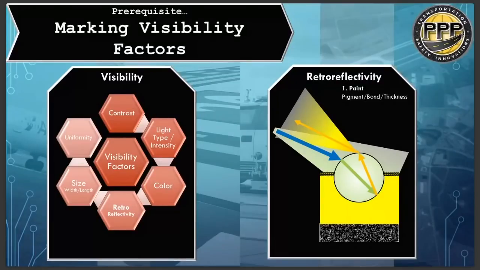The number one is paint. Whatever binder it's in has a direct correlation with the effectiveness of the retroreflection. Things like pigment, bond, and thickness of the coating all correlate directly with quality of reflectivity.